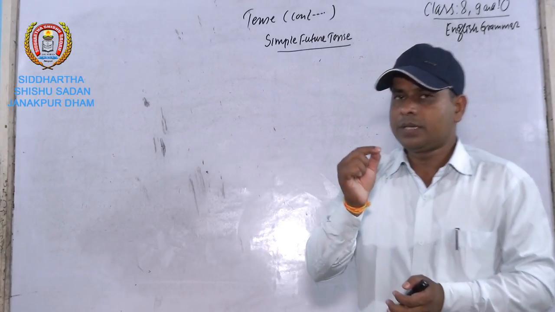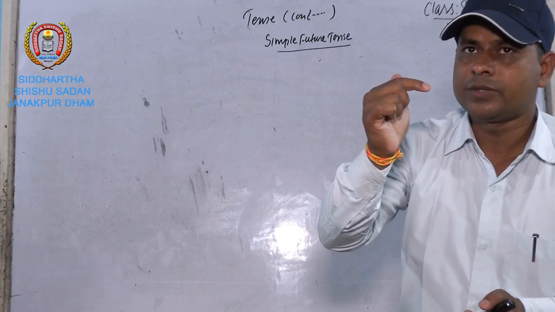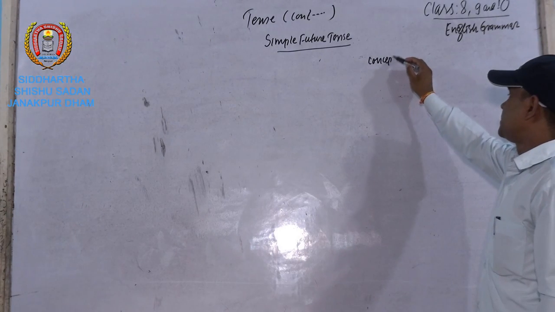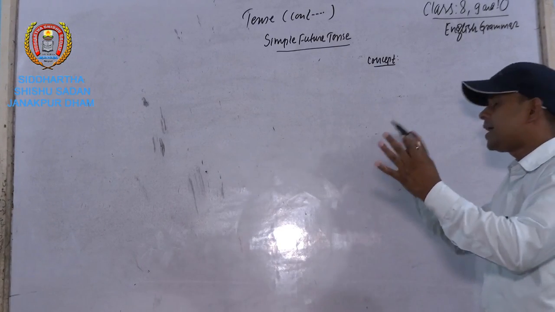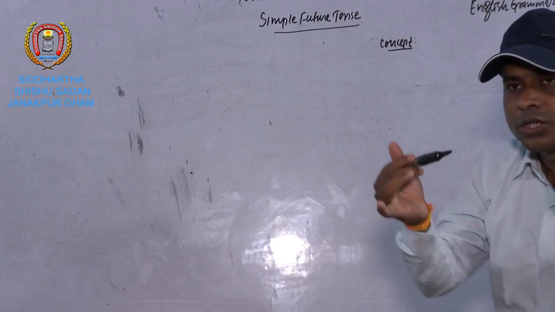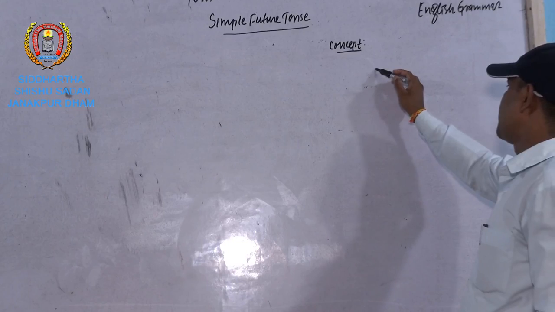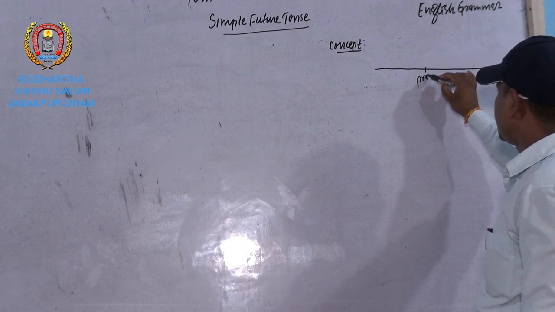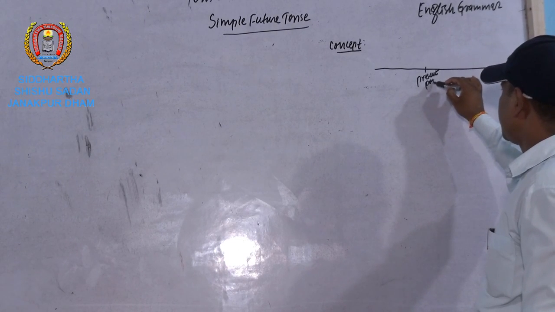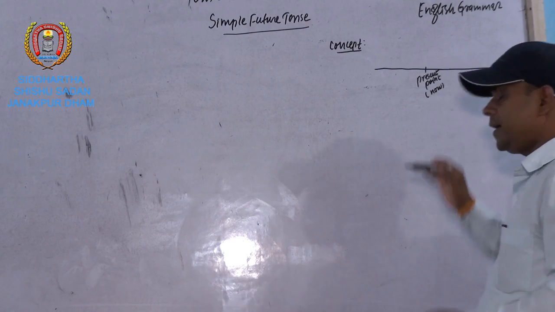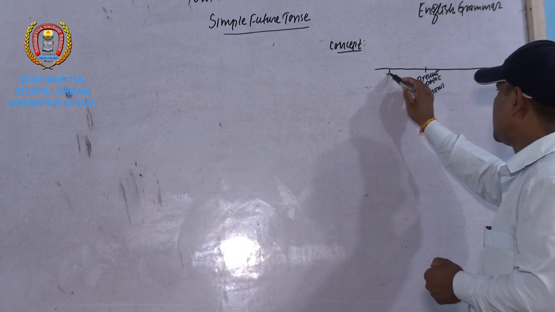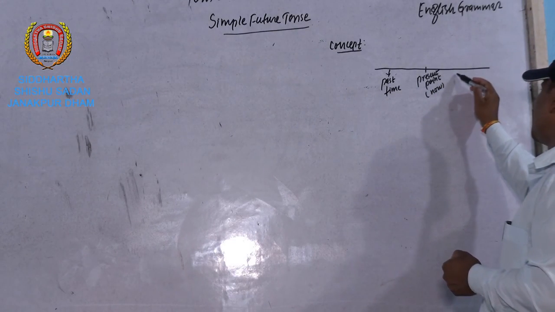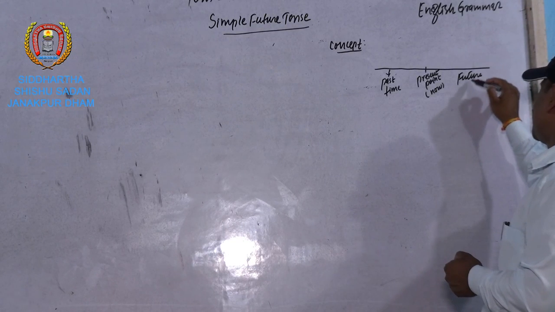So, let's first start simple future tense with its concept. To understand the concept, first you should understand the timeline. See, this is the present point, at present time, now. And from here to the left refers to past time. Then from here to the right refers to future time.